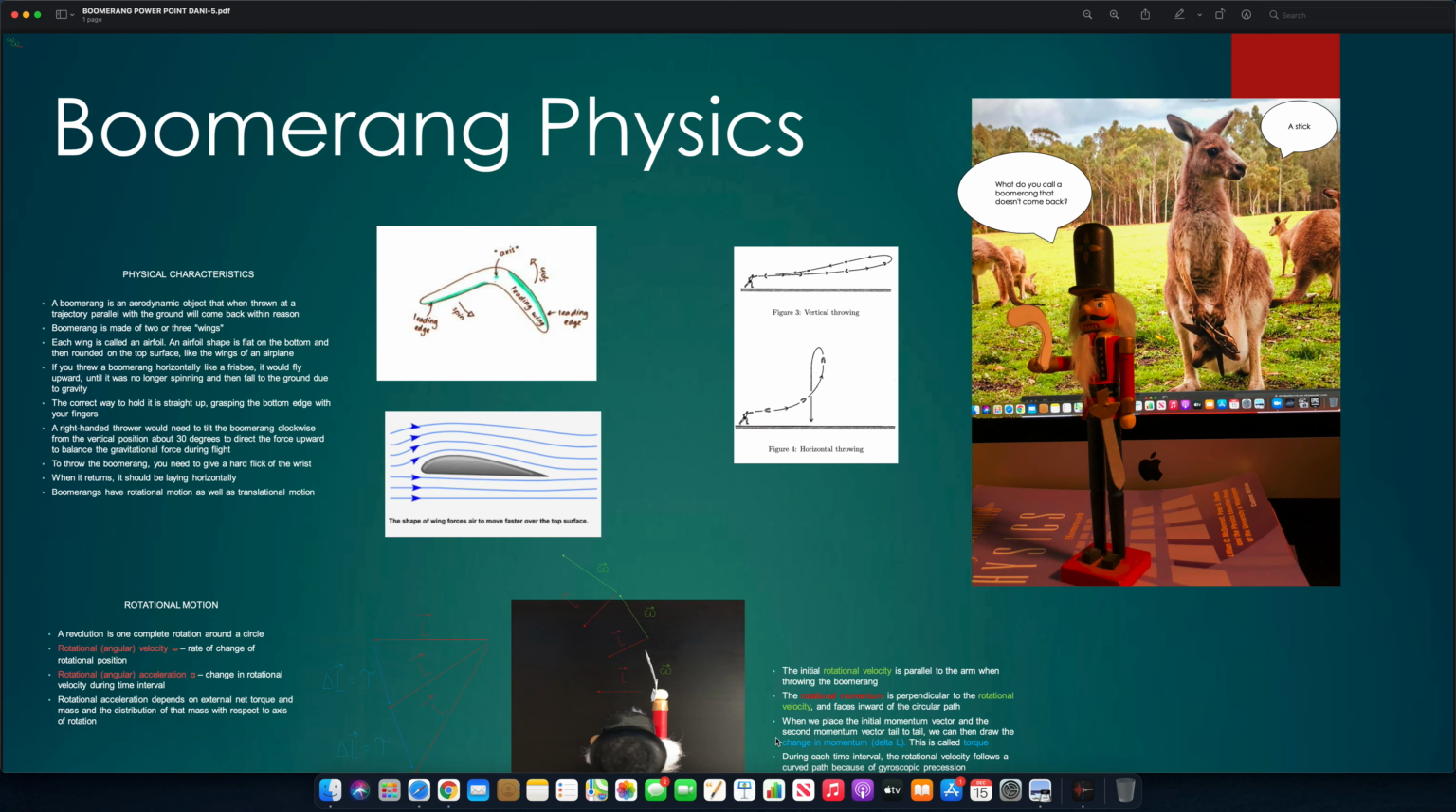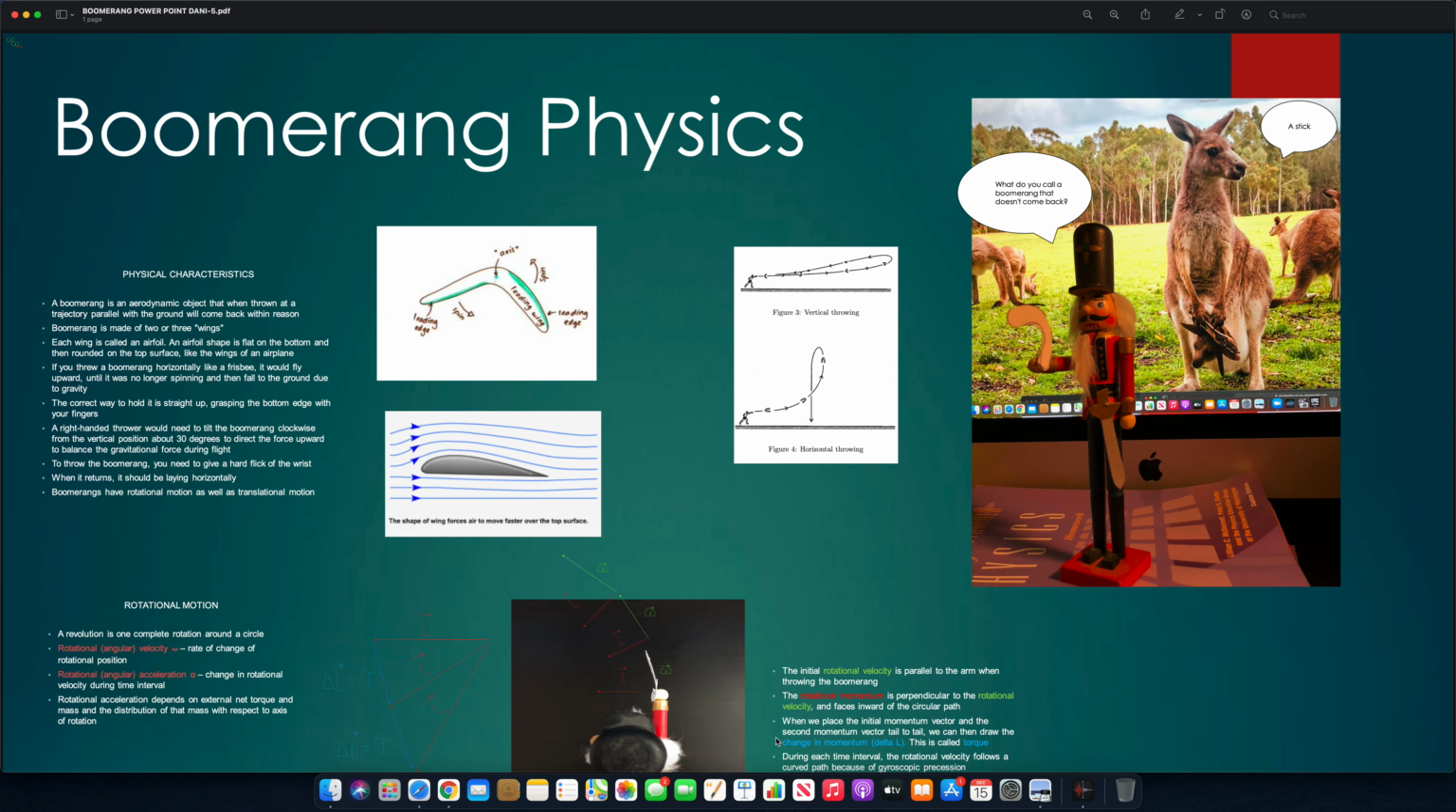A boomerang is usually made of 2 or 3 wings. If you look in the picture on the middle right, it has 2 wings, but sometimes there's 3 wings as well. Each wing is called an airfoil. The picture underneath is a side view of the boomerang if you laid it flat and looked at eye level. It's more curved on the top surface and more flat on the bottom surface, and that's also like the wings of an airplane.